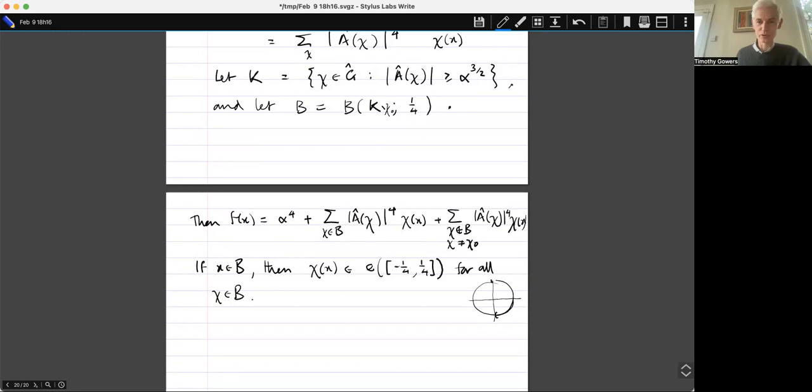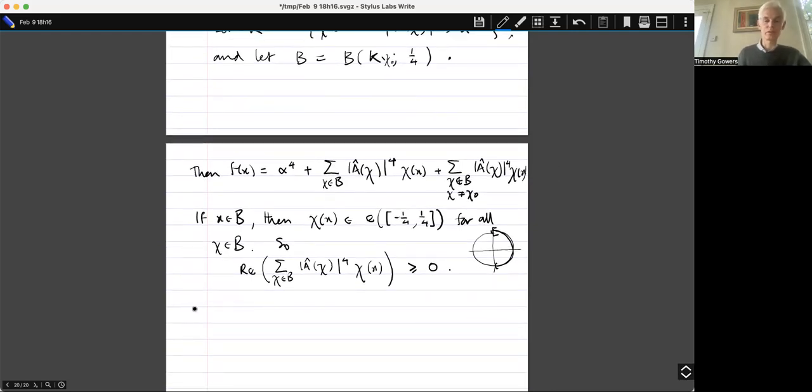So that's what we've got here. So in particular, the real part of all of these things, beg your pardon, the real part of all of these things in this sum will be positive, and this is just a positive number. So we get that the real part of the sum over all chi in B of A hat of chi to the 4th chi of x is greater than or equal to 0.